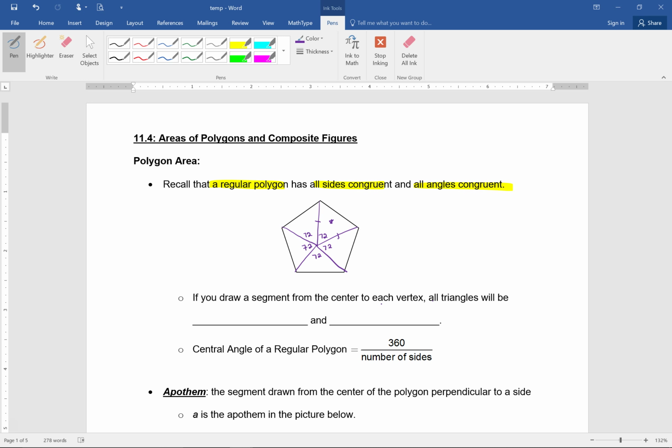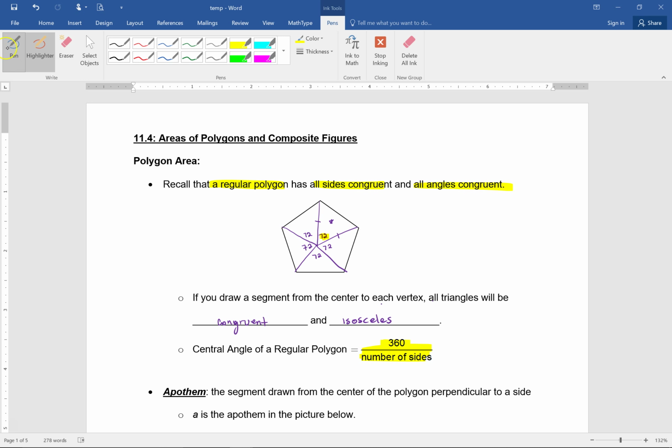So if you draw a segment from the center to each vertex, the triangles are all congruent and isosceles. Is that for every polygon? For every regular polygon. Okay? Now, the central angle then, how big is the central angle? Each of these central angles, 72. How did we find that? Well, we did 360 divided by the number of sides. Okay? That's important. 360 divided by the number of sides.